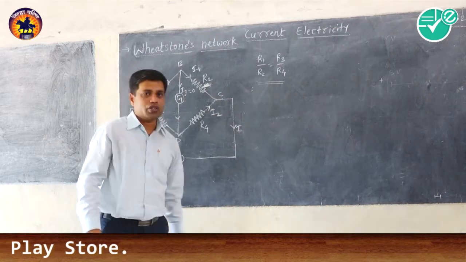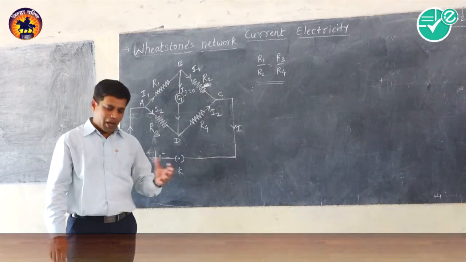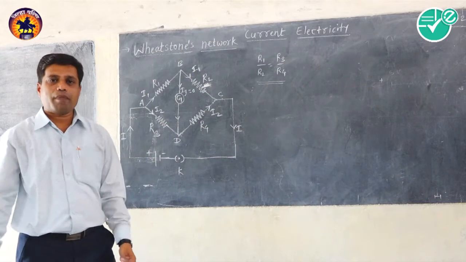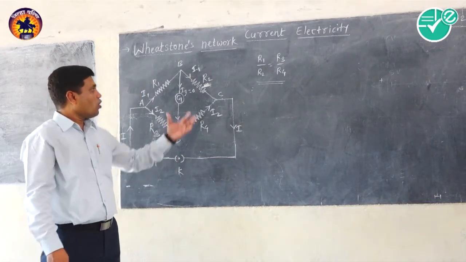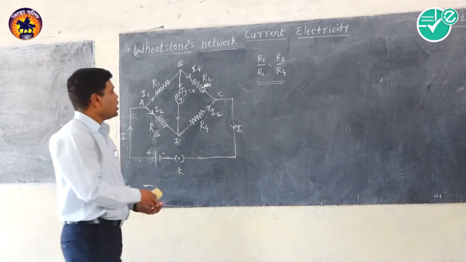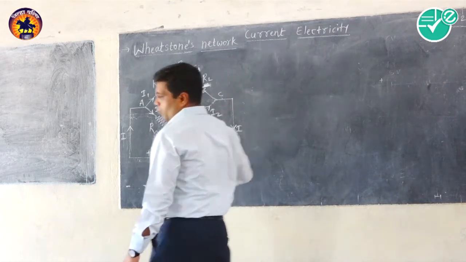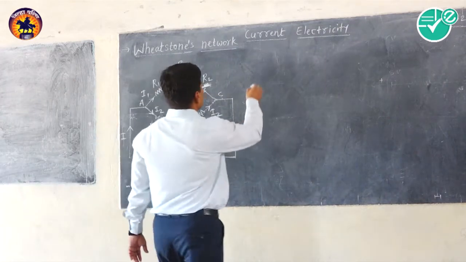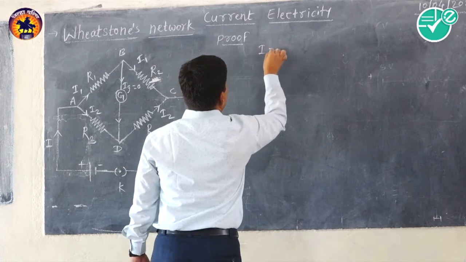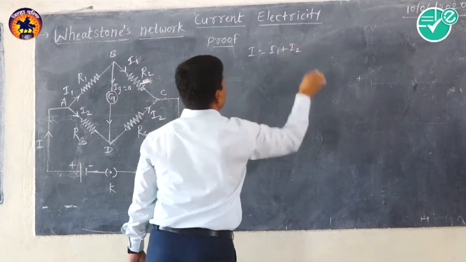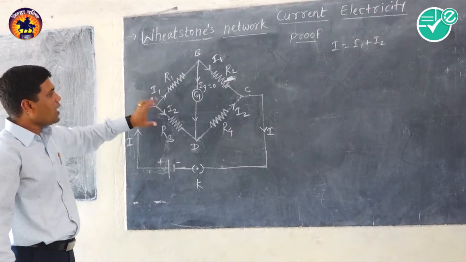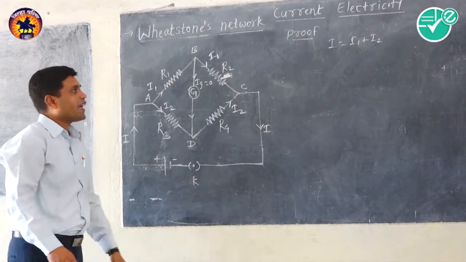To take the proof of this equation, we will have to apply some mathematical treatment, and we have to apply Kirchhoff's voltage law to this Wheatstone's network. After applying Kirchhoff's voltage law, you will get this equation for the balanced condition. So we will take the mathematical proof of the Wheatstone's bridge for the balanced condition. While taking the proof, we must know here I is equal to I1 plus I2. When the bridge is balanced, the total current is the summation of I1 and I2, because there is no flow of current via the galvanometer.